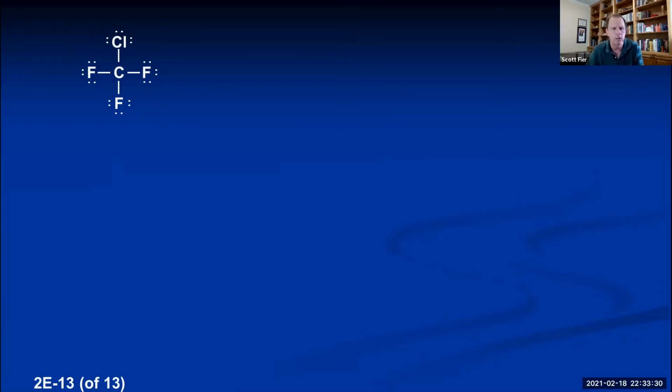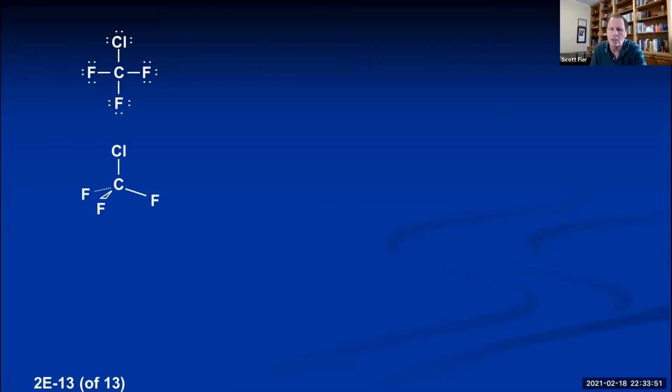But this molecule has a Lewis structure as shown. All the atoms have octets. The shape should be easy to determine. The carbon has a steric number of 4. And when you have 4 repelling groups, those 4 repelling groups spread themselves out not as a trigonal bipyramidal shape, but as a tetrahedral shape. So this is a tetrahedron I'm drawing here, okay?